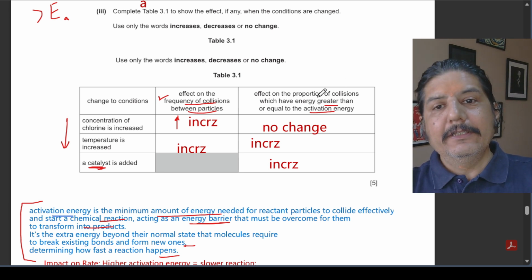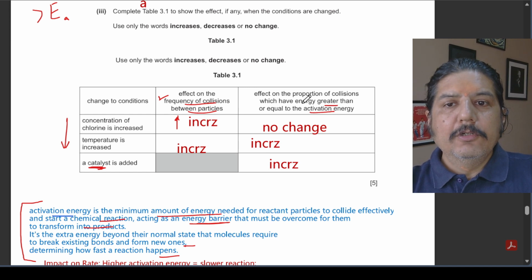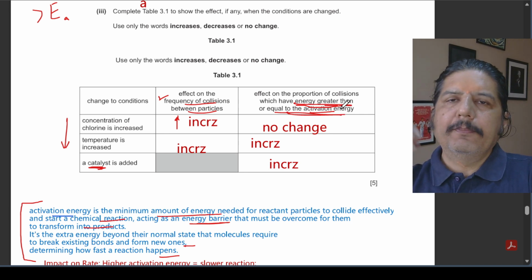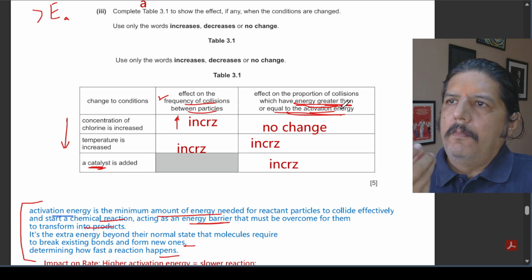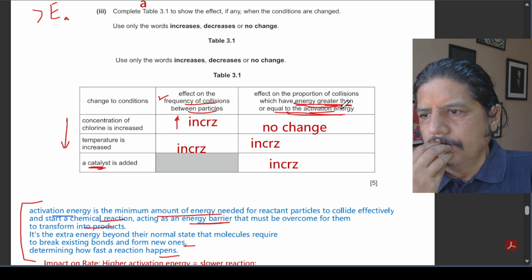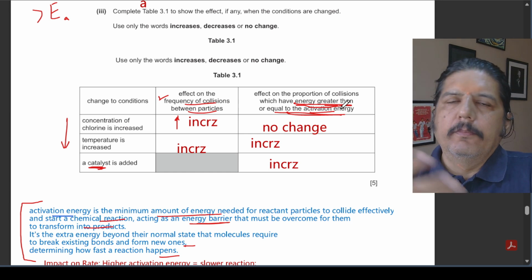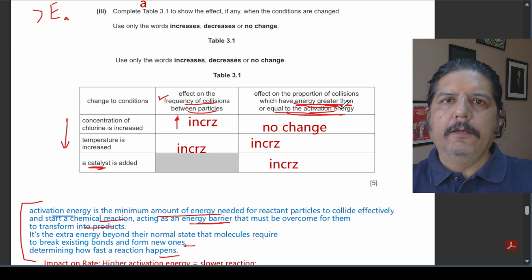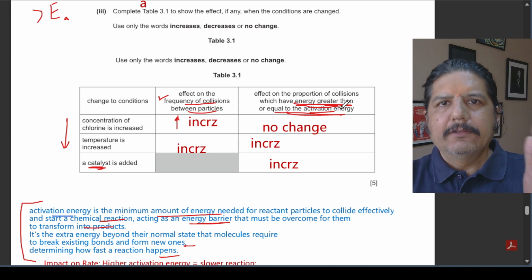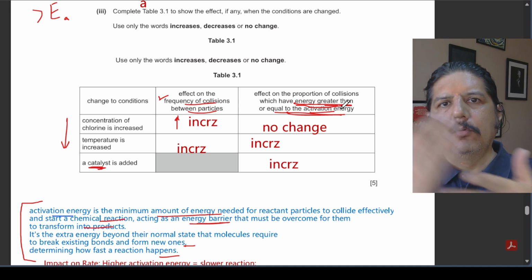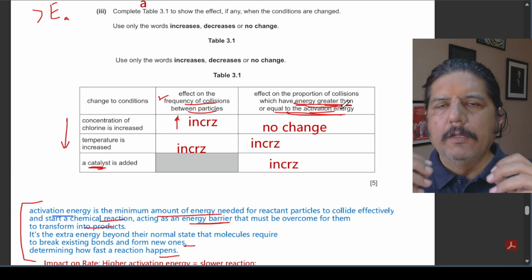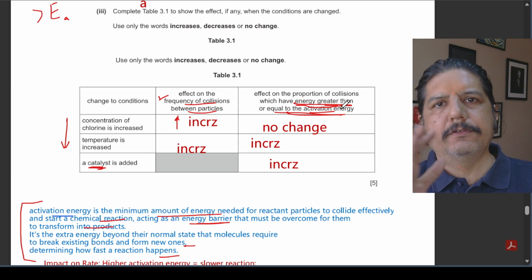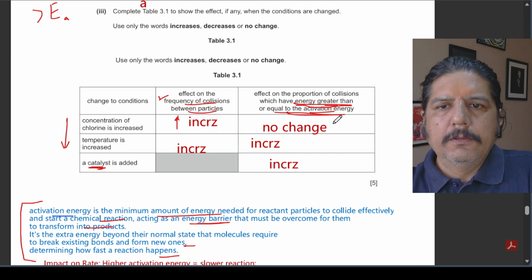But the interesting thing is the effect on the proportion of collisions which have energy greater than or equal to the activation energy. The energy of the passengers on the platform would have remained the same. So, coming back to that platform example, due to the increase in the concentration of passengers per platform, the number of collisions has increased. But there is no effect on the energy of the passengers. The energy of the passengers has remained the same. So there is no change.